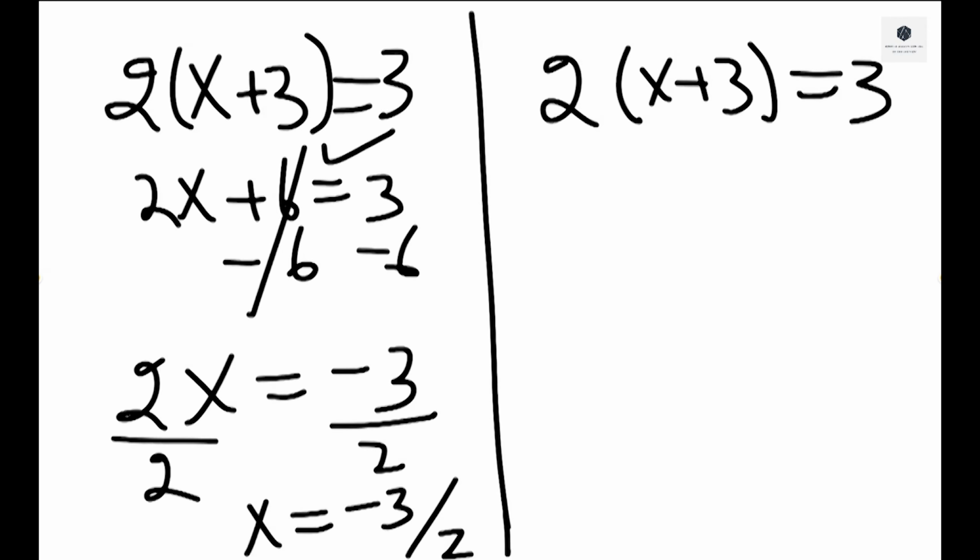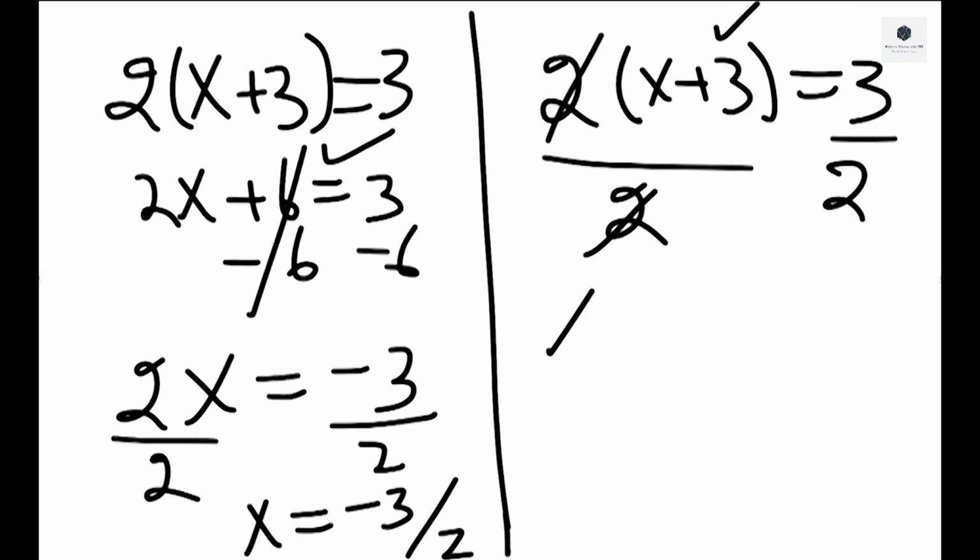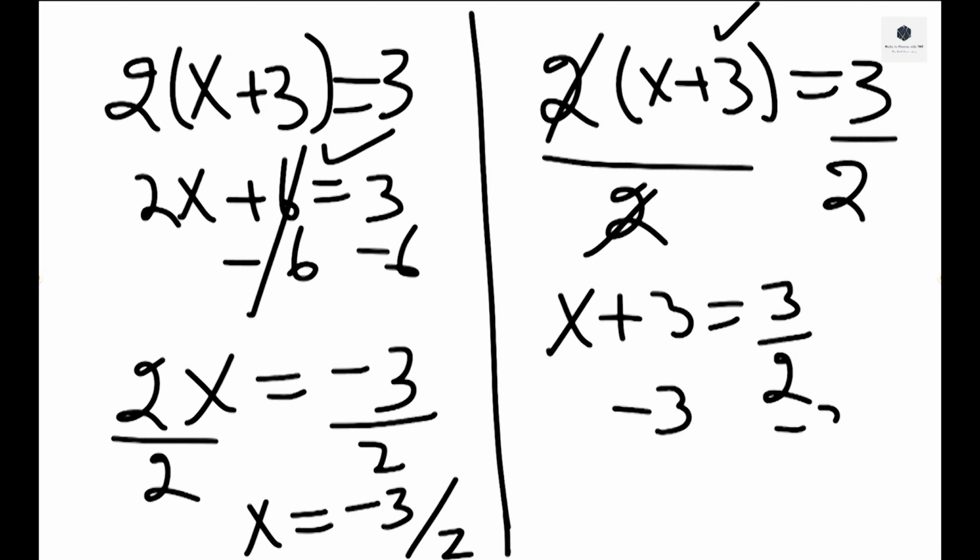If I don't want to open it, I cannot get rid of the plus 3 first. I have to get rid of this multiplication first. So I divide by 2 on both sides, and the 2 and 2 are gone. What is left is x plus 3 equals 3 divided by 2. Now I can proceed. I have already got rid of the number multiplied, so plus 3 is left, and I can do minus 3.